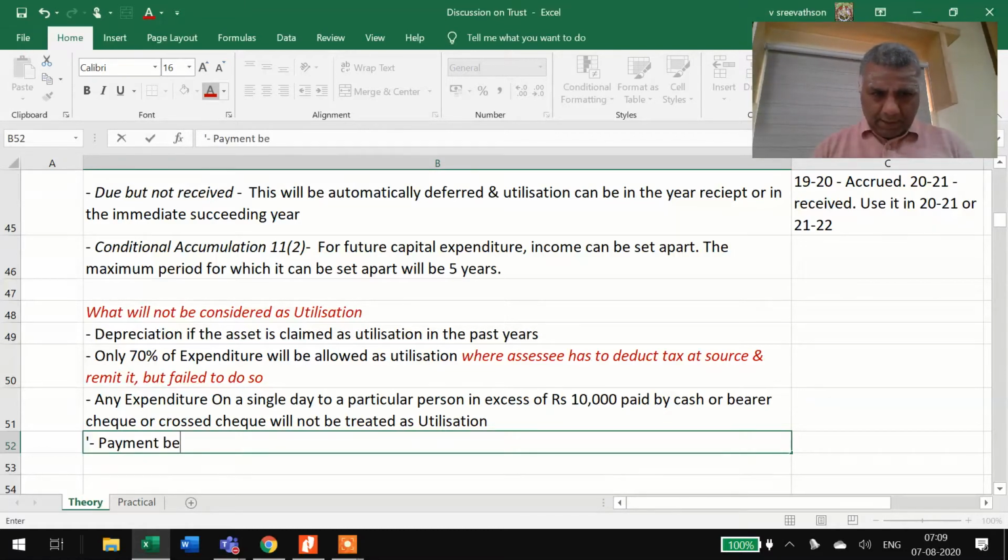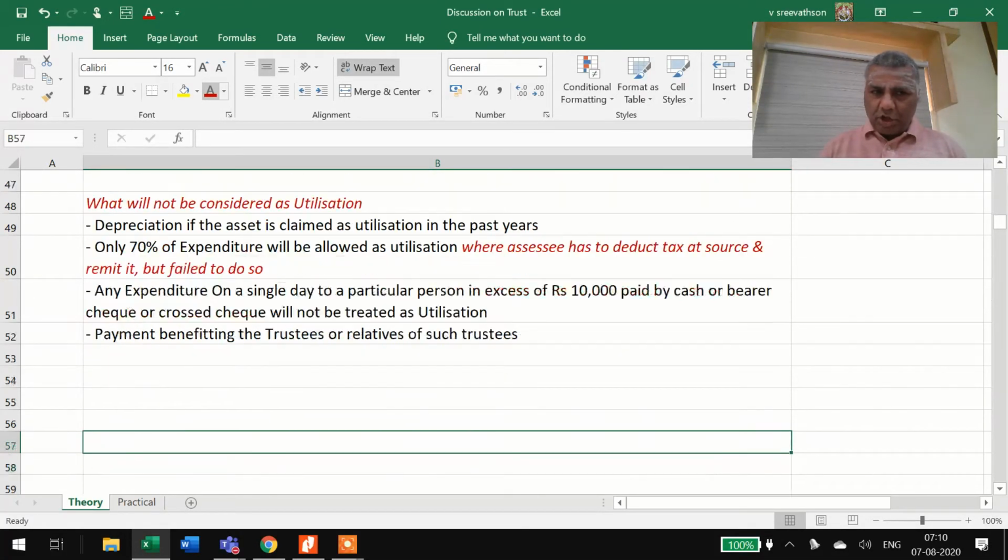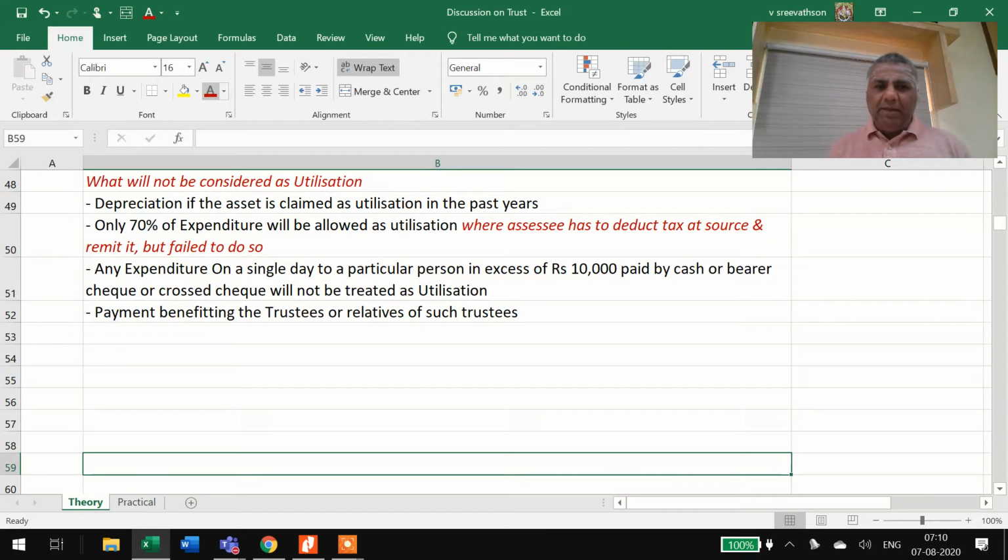Payment benefiting the trustees or relatives of such trustees. Trustees are not supposed to take their income, or any remuneration or benefit. If any payment is made benefiting the trustees or the relatives of the trustees, it will not be allowed.